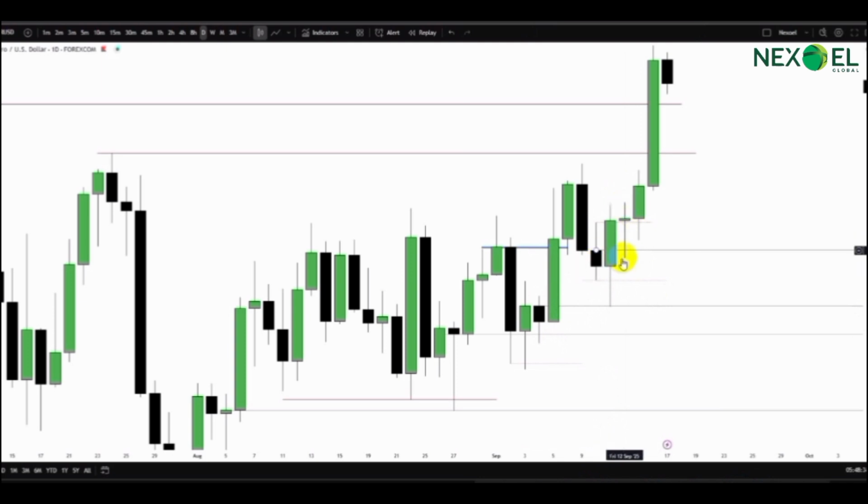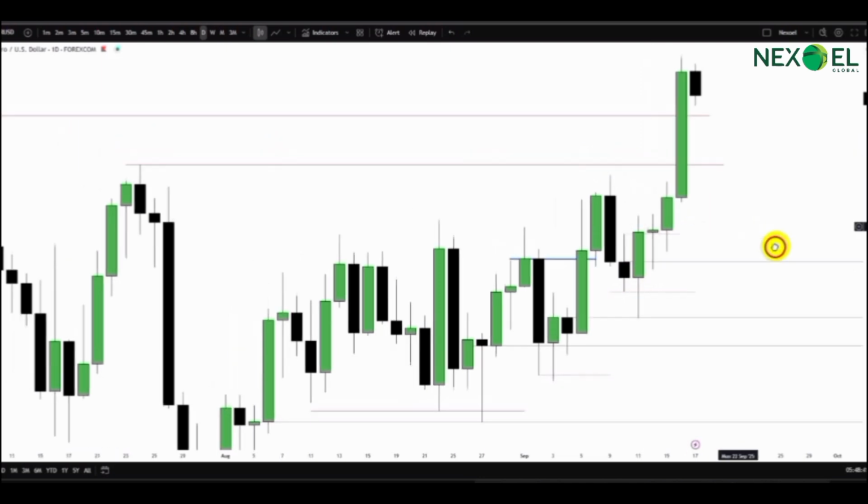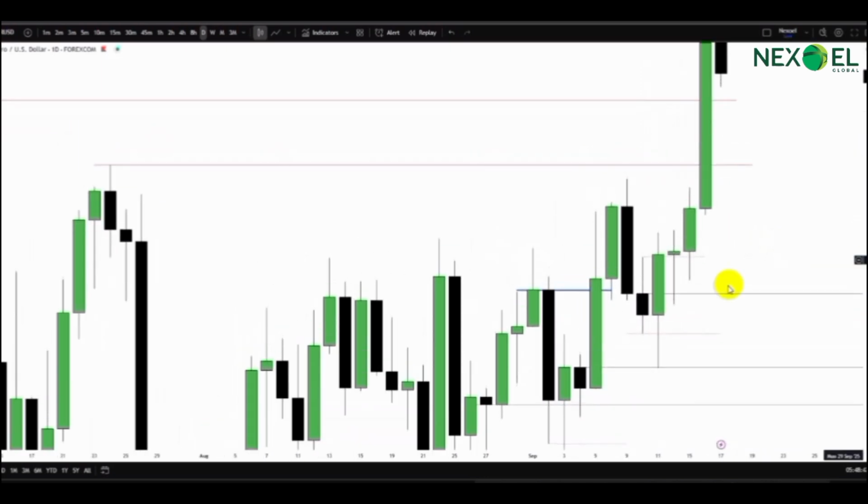Price returned, retested it, bullish rejection. So it means we're looking forward to the buy side. So that is why I say we trade zone to zone. Even if you're looking to buy to the upside, you now have to identify the first level where you need to take your first take profit.